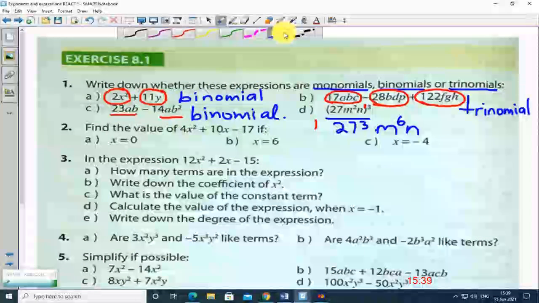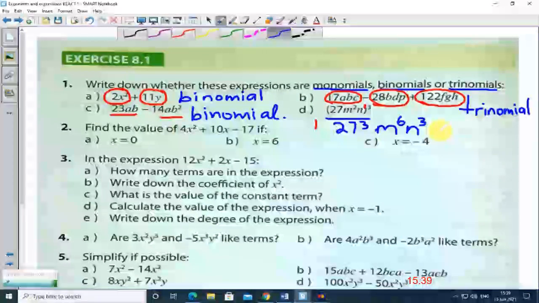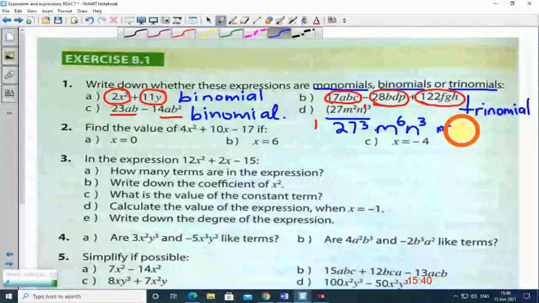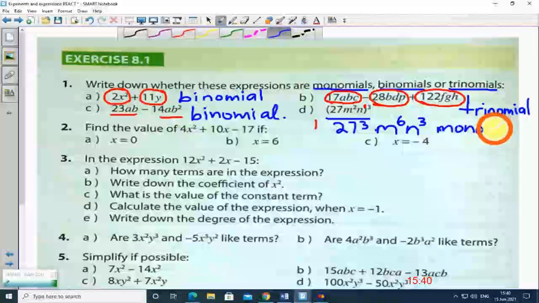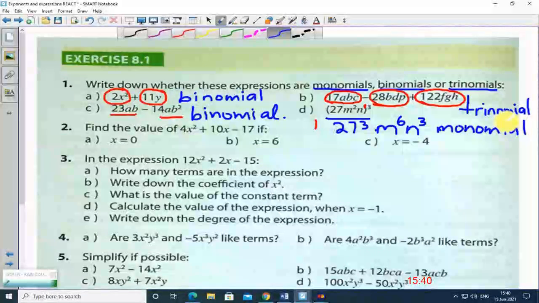N to the 3. Can you see that even when we expand it, even when we give it a better answer, it's just one term, right? There's no pluses or minuses, so this is a monomial. Okay, monomial. Right. Let's go on to the next question.